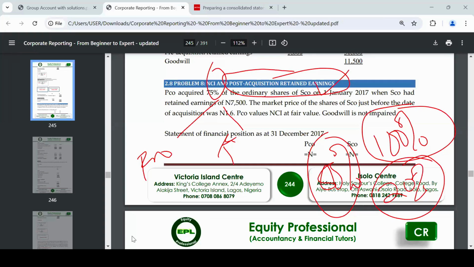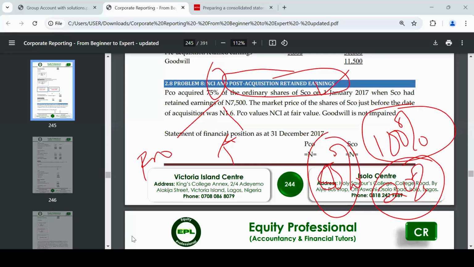Okay. Now, according to IFRS 3 Business Combinations, we are told that whenever there is goodwill on consolidation, it should be annually reviewed for impairment, meaning that you're supposed to carry out an impairment test annually on goodwill on consolidation.